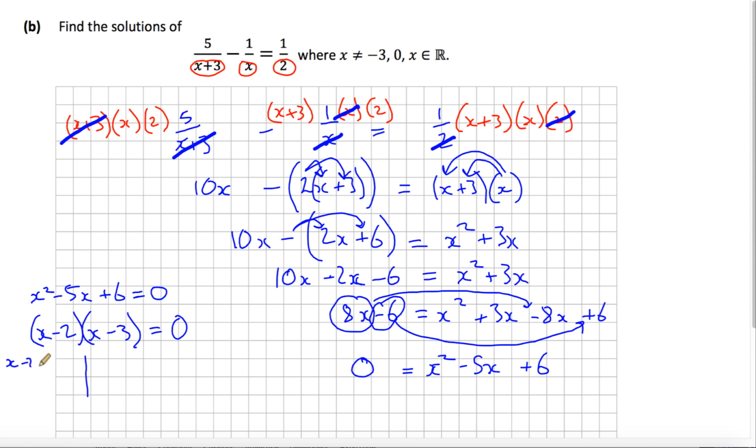We imagine x minus 2 is 0. If the first bracket is 0, well, that means x must be 2. That's one answer. Or x minus 3 could have been 0, which means x must be 3. So there are my two answers, and neither of the answers are these ones here. So that's okay, and they are real numbers. So that's the end of the question.